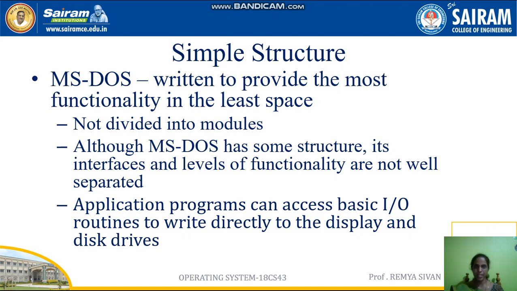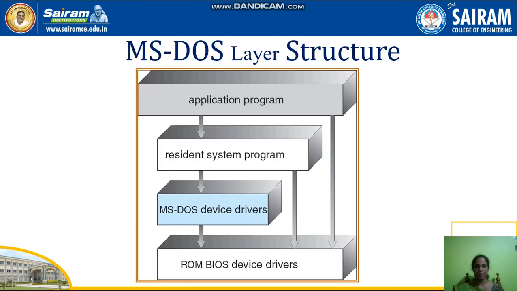First one is the simple structure. MS-DOS follows the simple structure. A simple structure is not divided into modules. The interface and functionality are not well separated. So application programs can access the basic IO routines to write directly to the display and disk drivers. That is not recommendable. This is a pictorial representation of the MS-DOS layer structure. You have application programs, resident system program, MS-DOS device drivers and ROM BIOS device drivers.